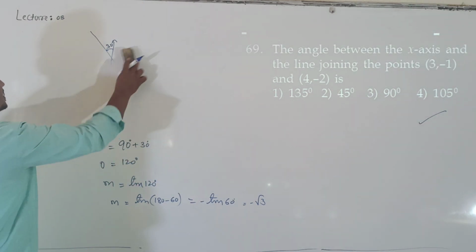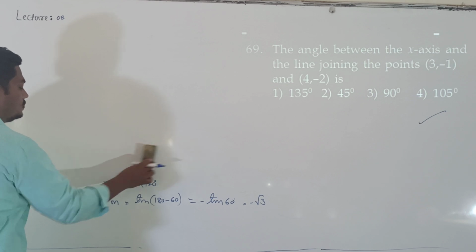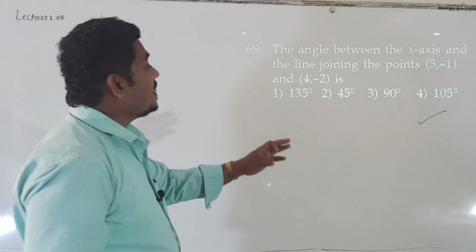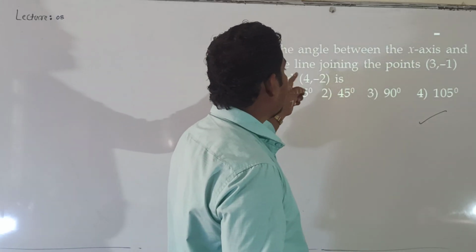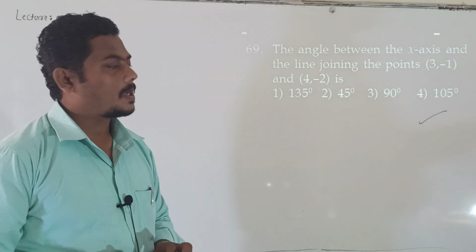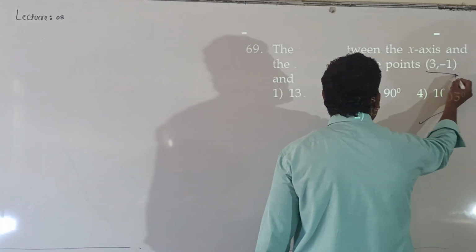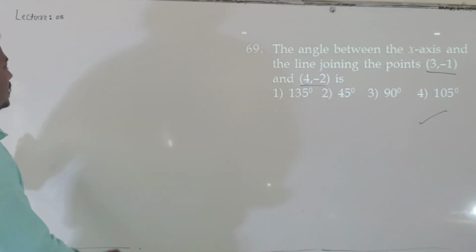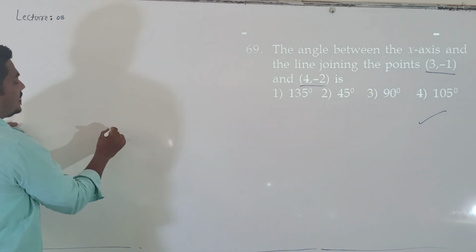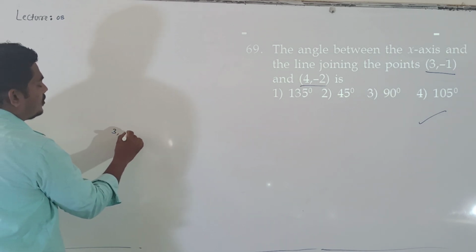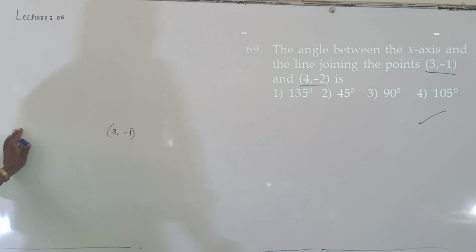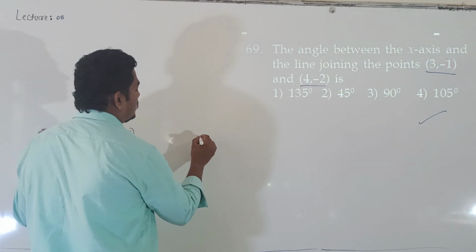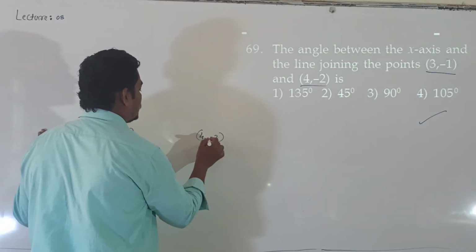Next question, question number 69. Angle between the x-axis and line joining these 2 points. Angle between x-axis and line joining these 2 points is, right? Points are 3 comma minus 1, and one more point 4 comma minus 2.